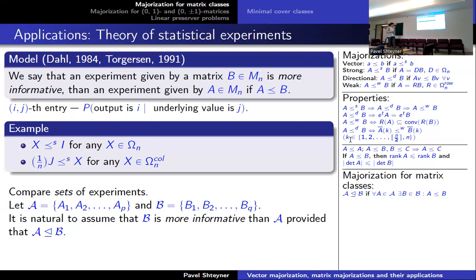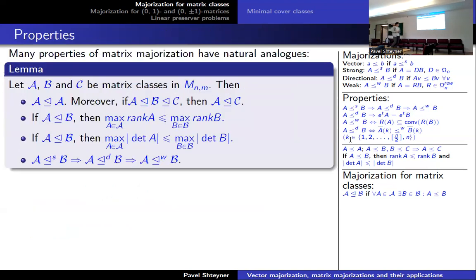So if you compare two sets of experiments, then this notion is quite natural, because what we want to say is that B is more informative than A. We can say that if whatever experiment we choose from set A, we can find a more informative one in set B. So this was the initial idea for this notion.